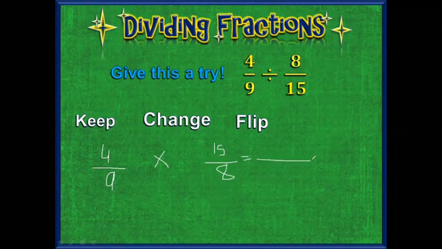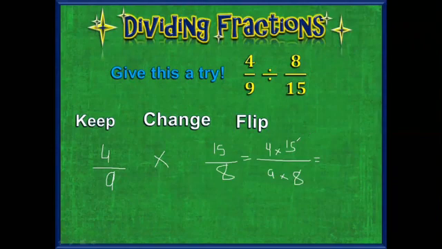We will write both fractions on the same fraction bar. 4 times 15 and down 9 times 8. If we look closely, we can notice that 15 and 9 can be simplified by 3. 9 divided by 3 is 3. 4 and 8 can be divided by 4.